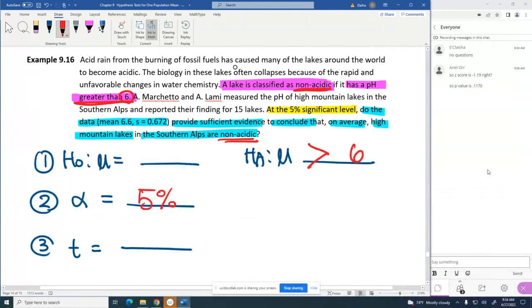This makes sense, right? So we want to test if they are non-acidic. What does that mean? pH greater than 6. And what will be the null hypothesis? Equal to 6. Be smart. Non-acidic means it is defined. Statistics is not only for students in biology or chemistry, right? So it is defined: non-acidic is greater than 6, right?